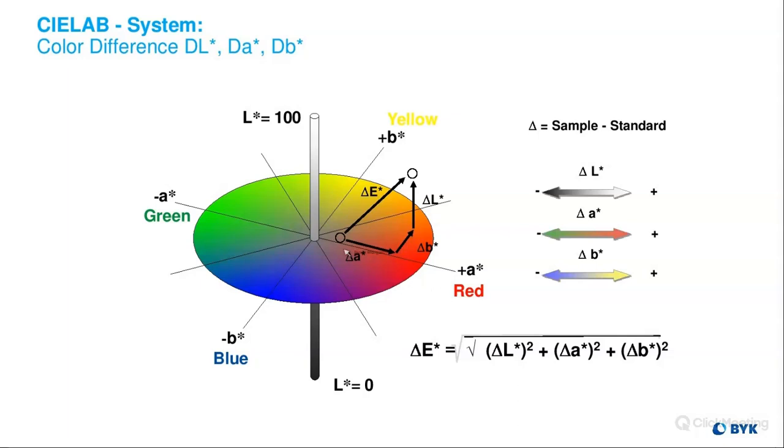You can think of this circle here as the sample, and this circle here as the standard. We have the delta A; it looks like it moved a little more positive, so it got redder. The delta B, the difference in the B, moved a little more yellow. And the difference in the lightness moved a little higher, so that it all gets calculated into our total difference, which is our delta E star. That's essentially how the delta E works.